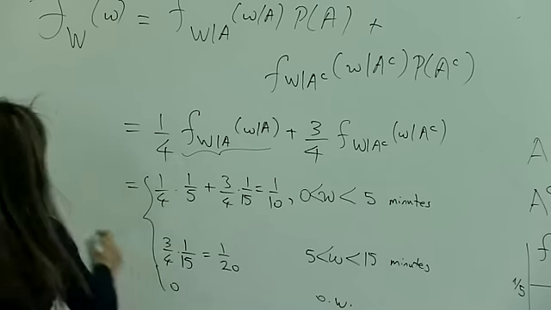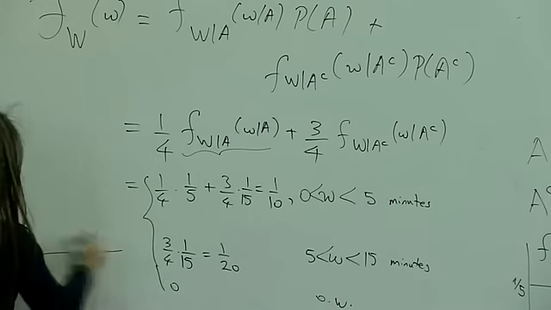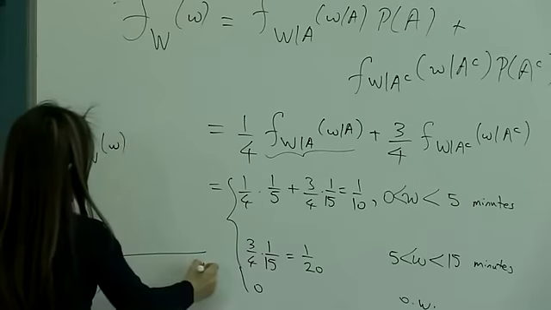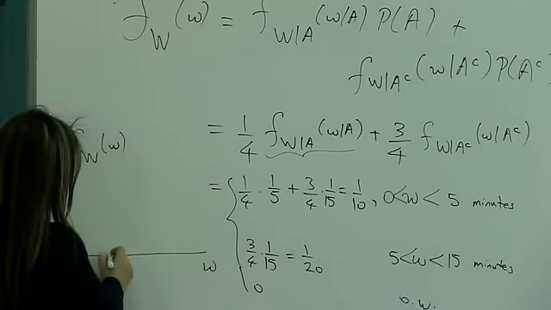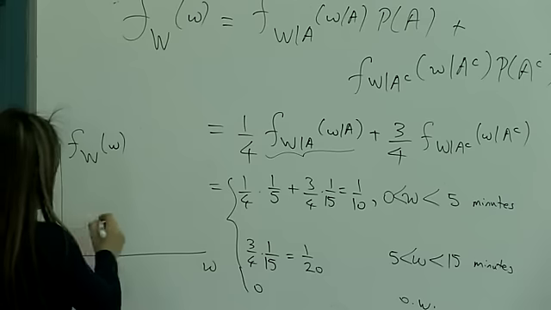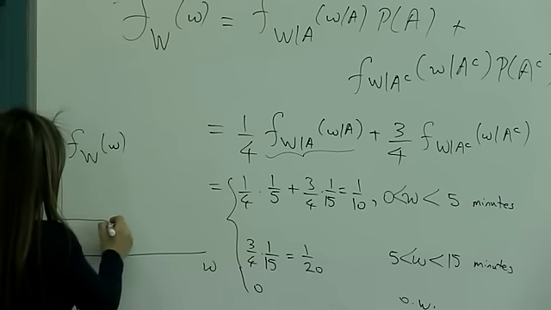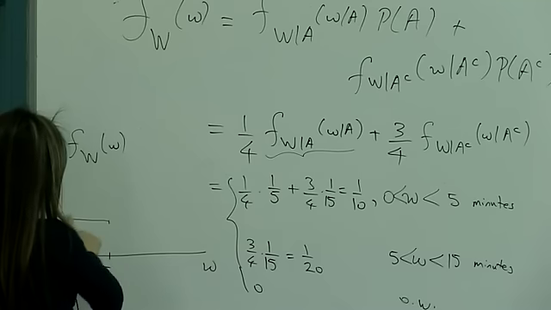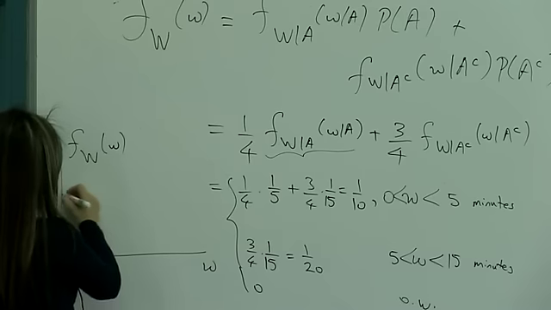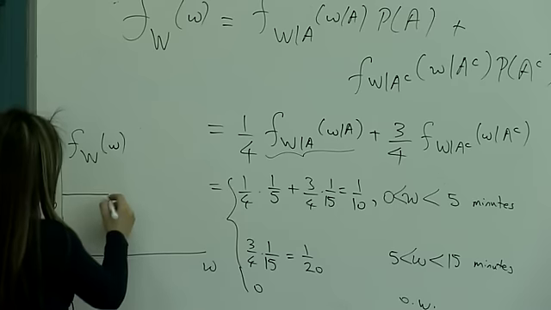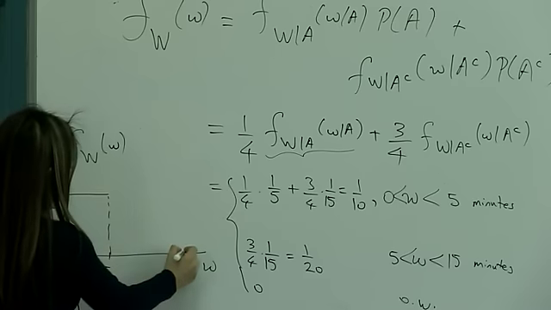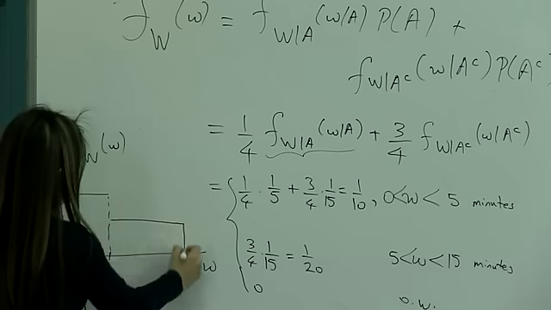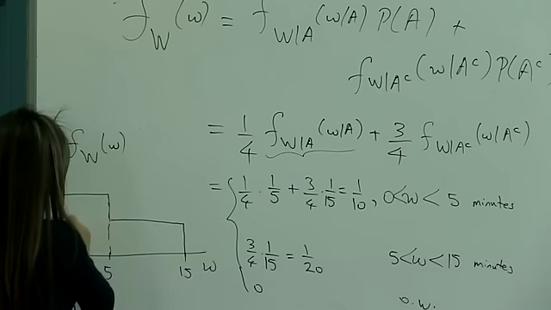Let's plot this. f W of W with respect to W. Between 0 and 5, the density is 1/10. Maybe let me make this bigger. 1/10. And between 5 and 15, the density drops to half, 1 over 20.